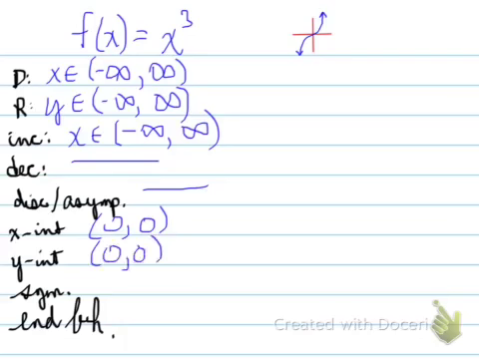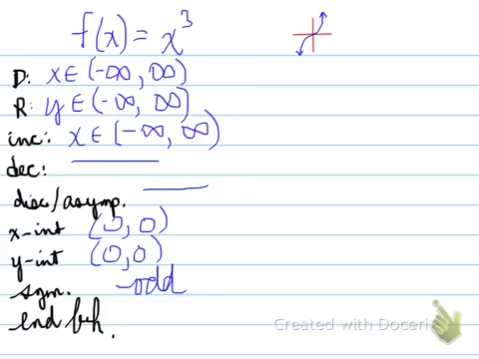Symmetry. Now, we reflect this horizontally. It is not even, but we take that horizontal reflection and reflect it vertically, and we find out that this has an odd symmetry. It is odd because the reflection vertically and horizontally will result in the original function.